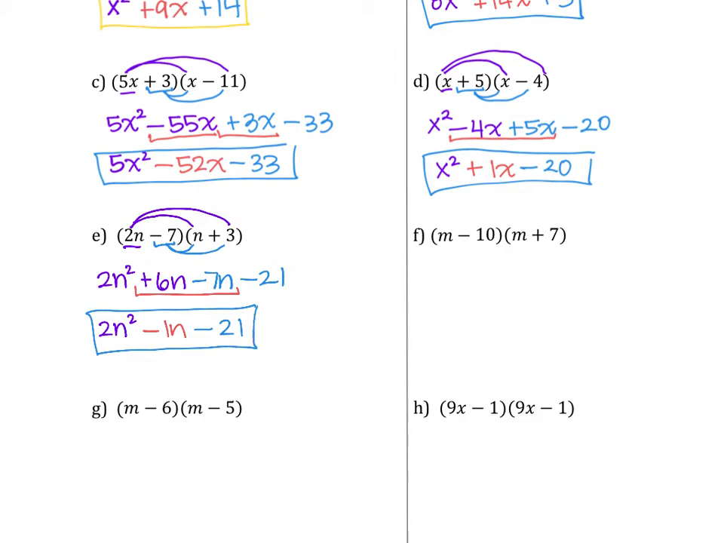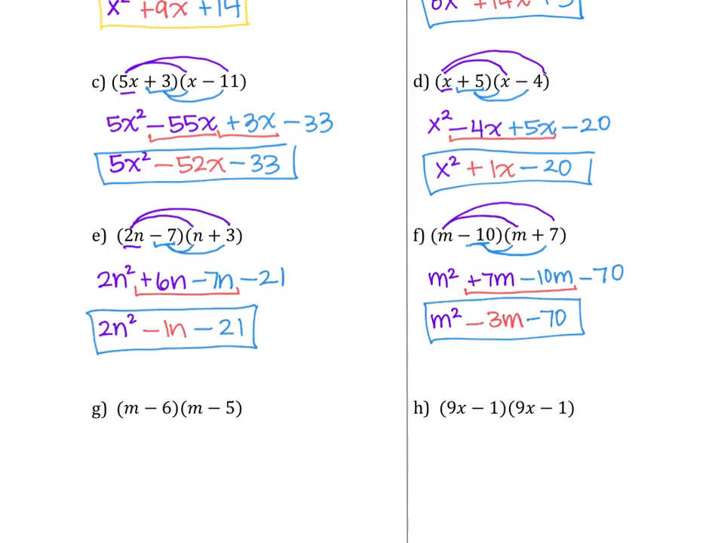Okay, for f, m minus 10 times m plus 7. Let me start with the m. M times m is m to the second. M times plus 7 is positive 7m. Then I have this minus 10, so minus 10m. And then minus 10 times 7, minus 70. 7 minus 10 is going to be a negative, and then when I subtract, I get negative 3m. And I'll bring down the negative 70.